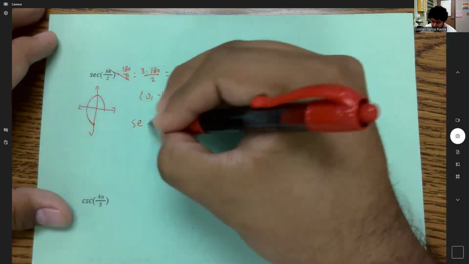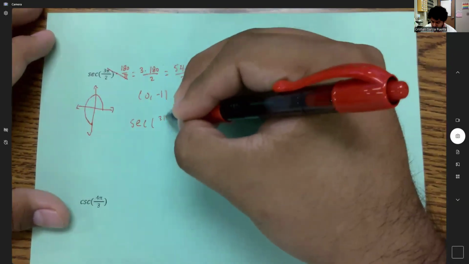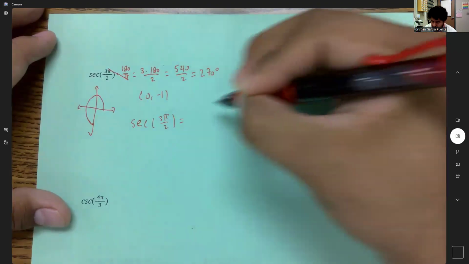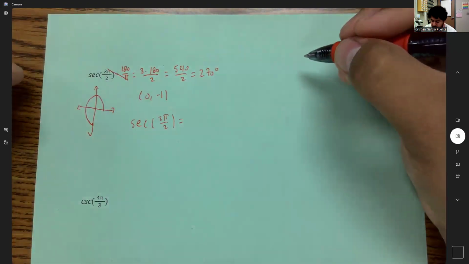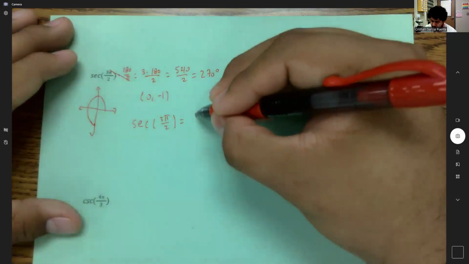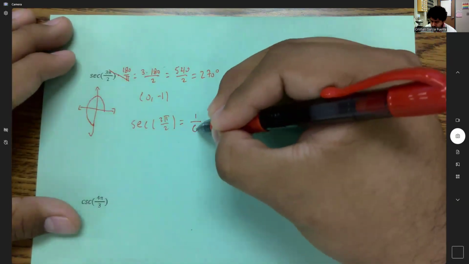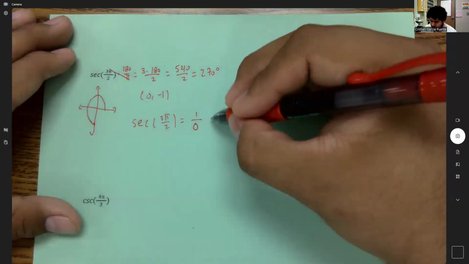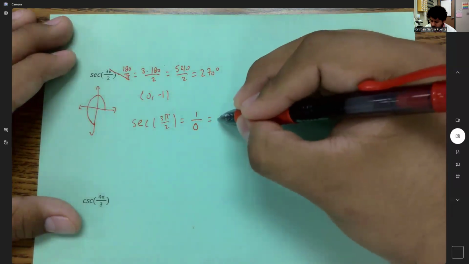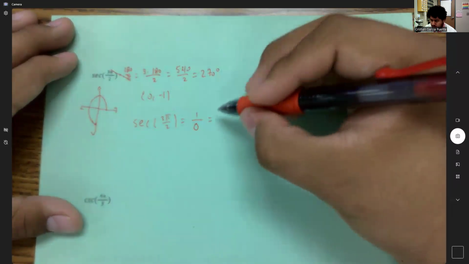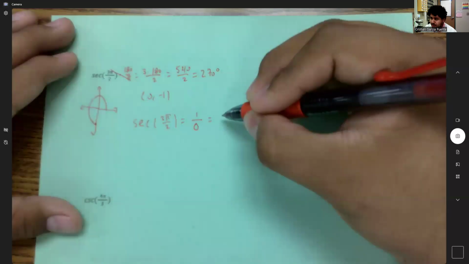So we have secant of 3 pi over 2. And secant is just equal to 1 over x. So it's going to be 1 over our x value, but our x value is 0. So it's 1 over 0. But what's 1 divided by 0? It's not 0. Remember, we can never divide by 0. So it's just going to be undefined.